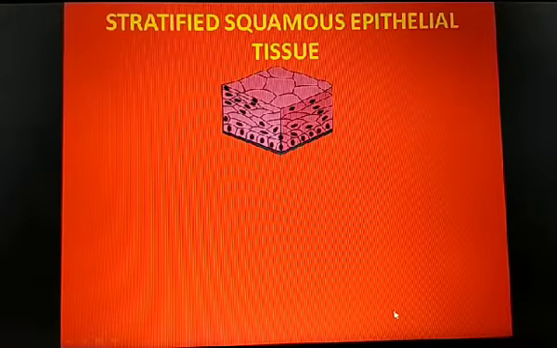Now next is stratified squamous epithelial tissue, or you can say this is a complex epithelial tissue, where different layers of simple squamous epithelial tissue are there. That means it is made up of many layers of squamous epithelial tissue. Therefore we can call it complex epithelial tissue, right? Because it has many layers, as strata means layered. So stratified squamous epithelial tissue is made up of different layers.